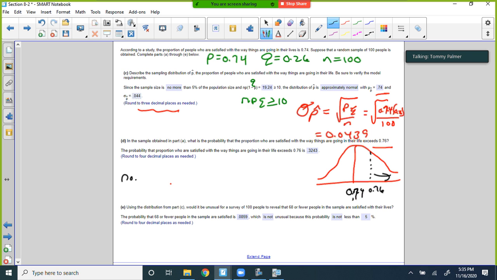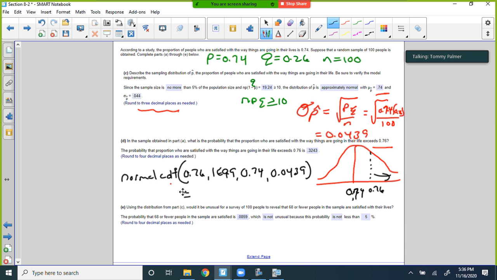So I'll go normal CDF, right? Because it's cumulative. I want everything underneath it. So 0.76, comma, 1E99, right? My mean is 0.74. And my standard deviation, I'm using 0.0439. I'm going ahead and taking it out to that 4, right? Because I calculated it to 4, even though my answer only wanted 3. Y'all with me?